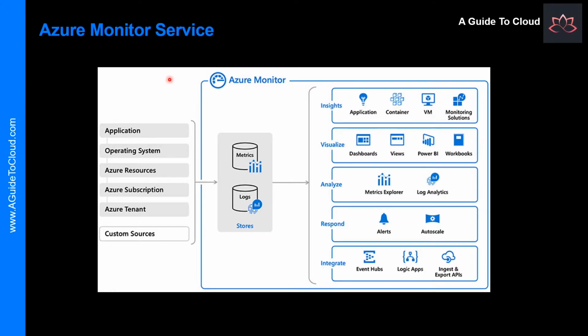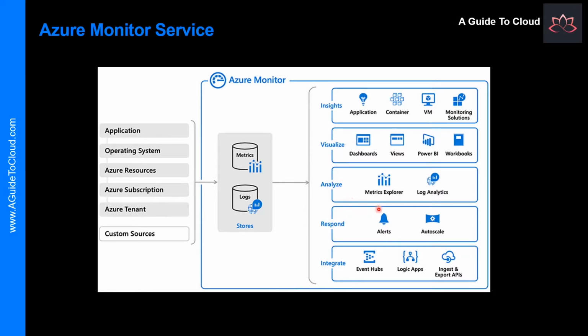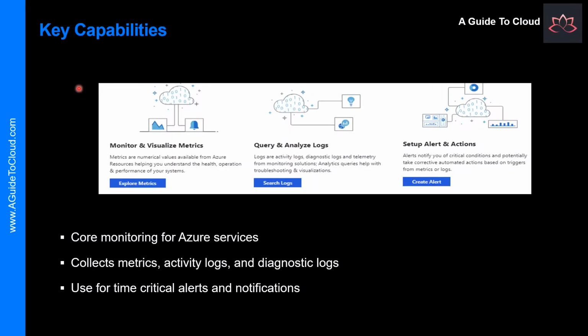This diagram gives you a high-level view of Azure Monitor. At the center, you can see data stores for metrics and logs, which are the two fundamental types of data used by Azure Monitor. On the left are the sources of the monitoring data that populate these data stores. On the right are the different functions that Azure Monitor performs with this collected data such as analysis, alerting, and streaming to external services.